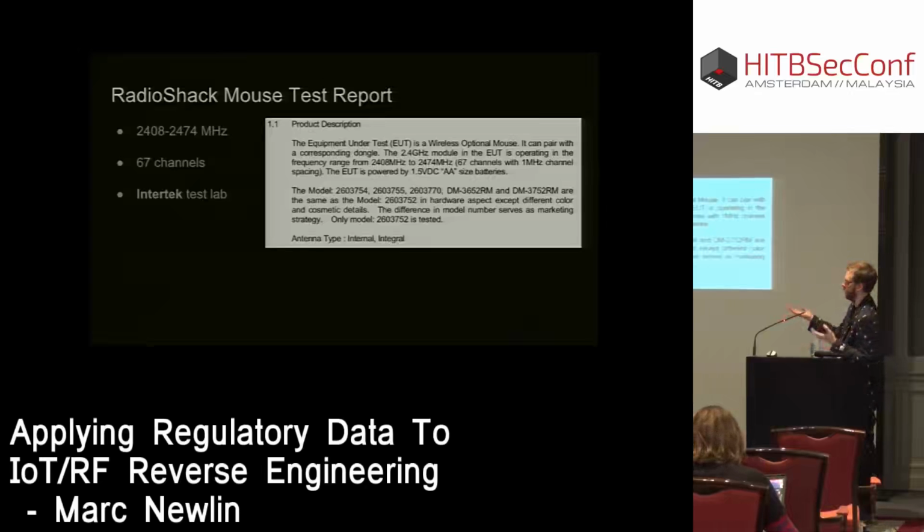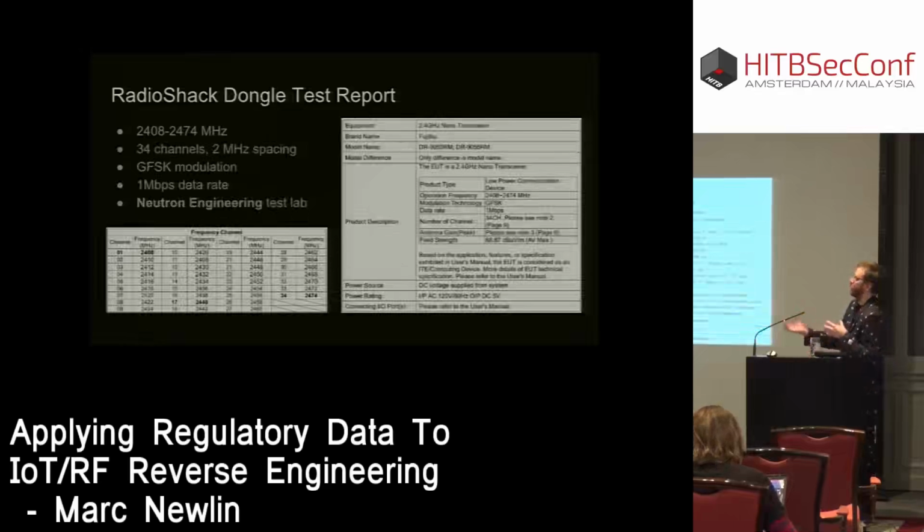This is from the Intertech test lab. And now the dongle, in this case, was certified separately by Neutron Engineering. In this case, it's probably some other OEM made the product and whatnot. But in this case, we have more structured data. Unfortunately, this is different information than we saw from the mouse. So here we see 34 channels versus the 67 from the mouse. But we see that it's GFSK modulation. We can see the data rate of 1 megabit. These discrepancies between test lab reports for the same products can be kind of frustrating, but you just have to filter through that and get a consensus for the available data.